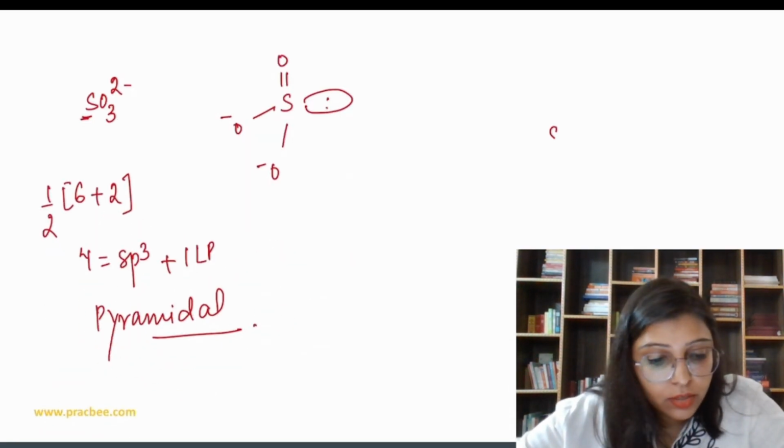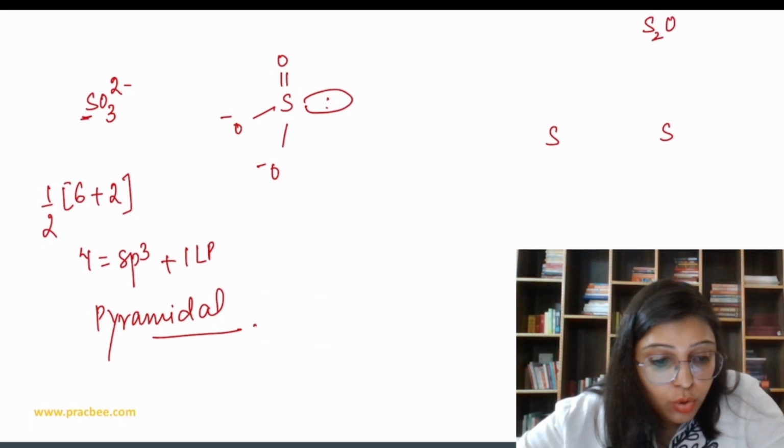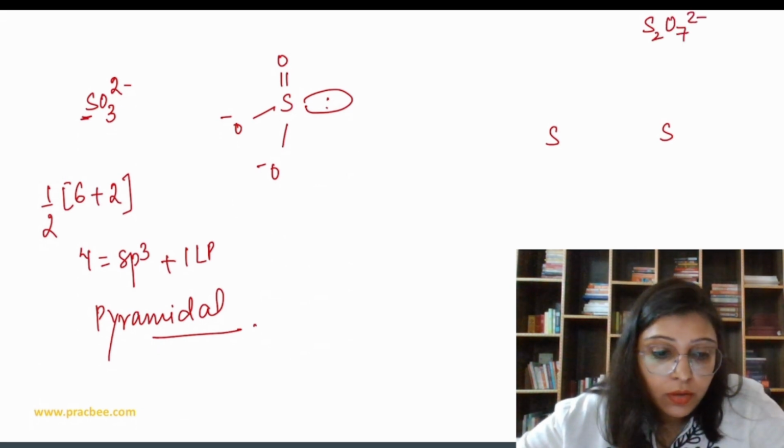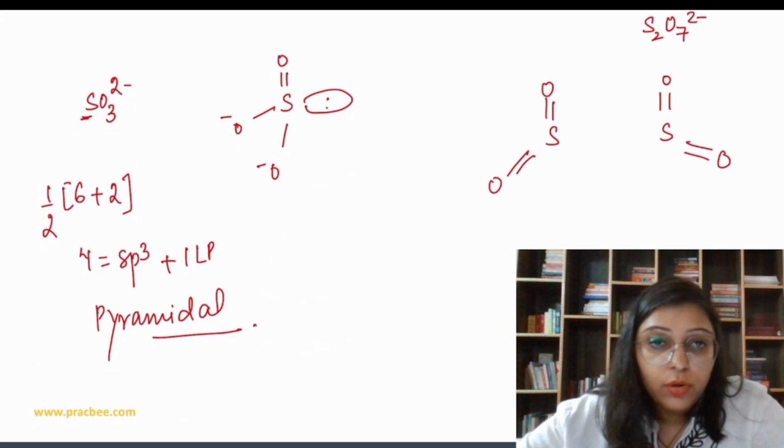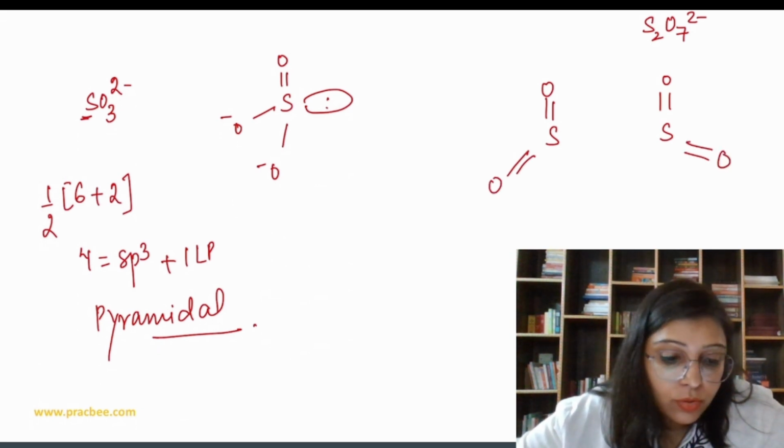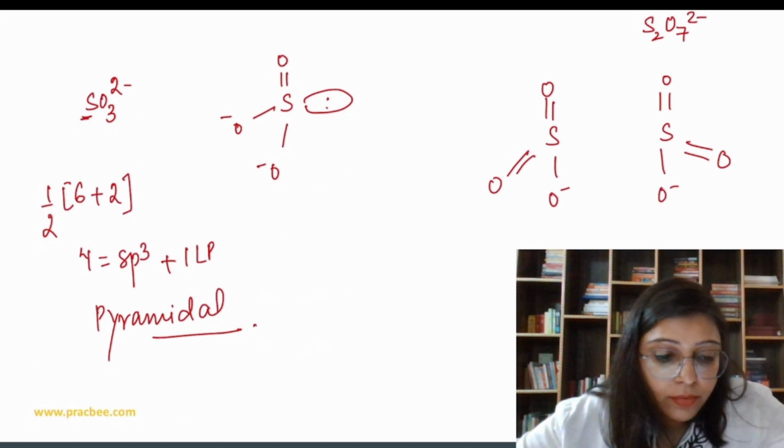Now S2O7 2 minus. Let's draw the symmetrical structure. S2O7 2 minus. S forms a double bond with O, double bond O, double bond O. Okay. Now 2 oxygen, negative, negative.